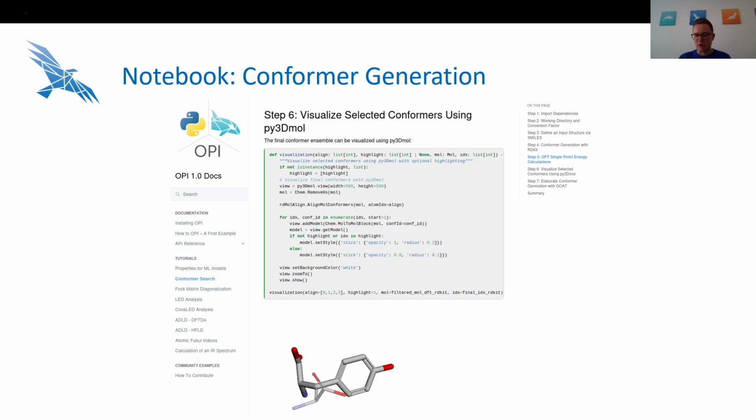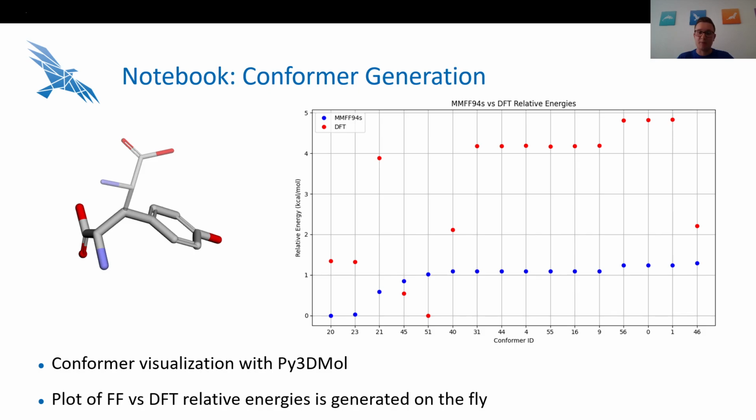Here this is just a small molecule, not many conformers are included, but you can visualize them. The small molecule is only used to keep the computational costs low, but if you take a larger one, you can also visualize these conformers using Py3dmol. You can also make plots of your re-ranking procedure when you compare your force field energies with your DFT energies. You can directly plot this relative energy plot here shown on the right with matplotlib.